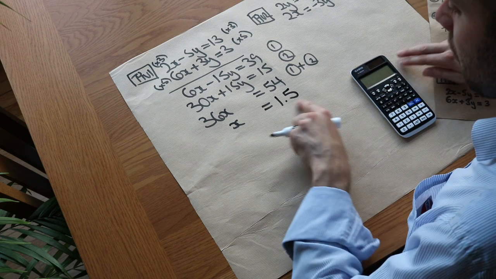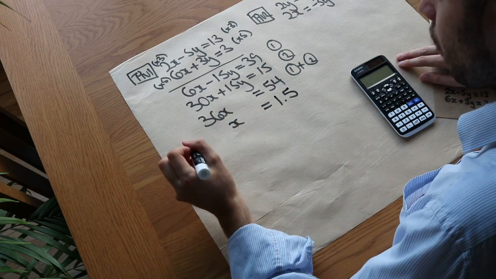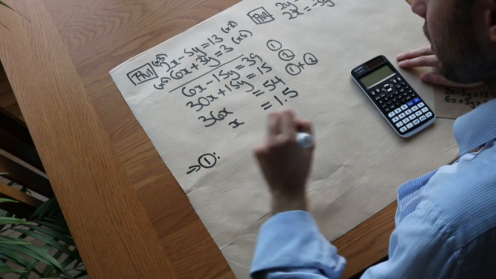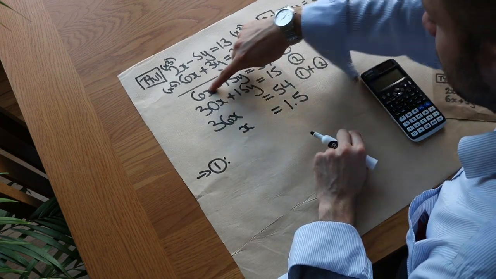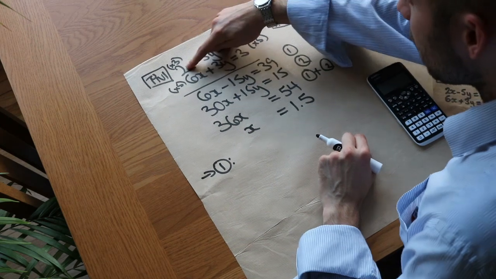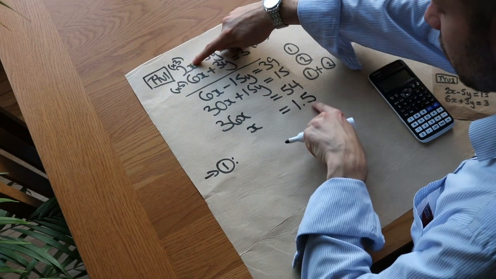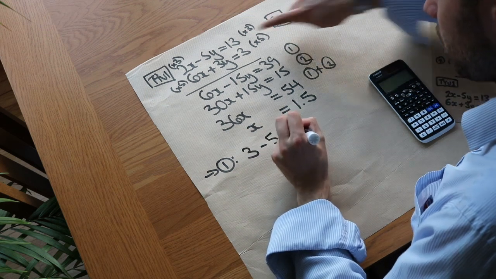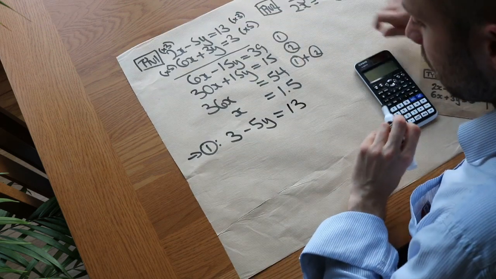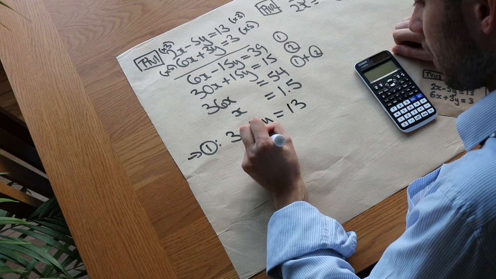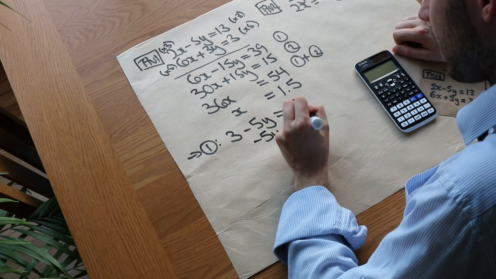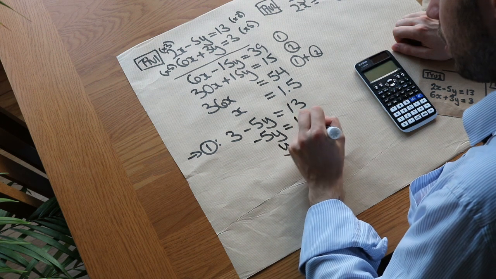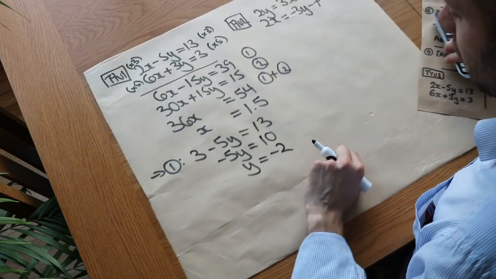And then we're going to substitute that back into either of these equations. Let's just say the first one. We can sub it back either into the scaled one or the unscaled one. So I've got 2x, so 2 times 1.5 is 3, minus 5y is equal to 13. And then if we subtract the 3 from both sides, we get minus 5y is equal to 10, and divide both sides by minus 5, we get y is equal to minus 2. So well done if you got that right.